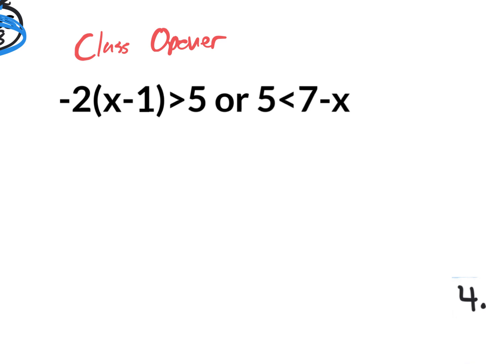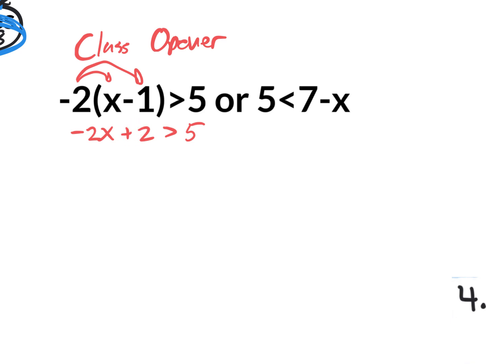So we're going to distribute first. -2 times x is -2x. -2 times -1 is +2. Then we're going to rewrite it, bring down the greater than, bring down the 5. Now we want to get x by itself on the left side of this inequality. So here's x. You want to get rid of the -2 and the +2. You begin with the +2, right?